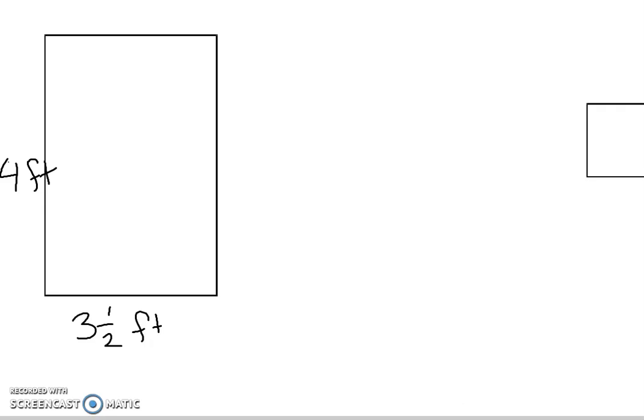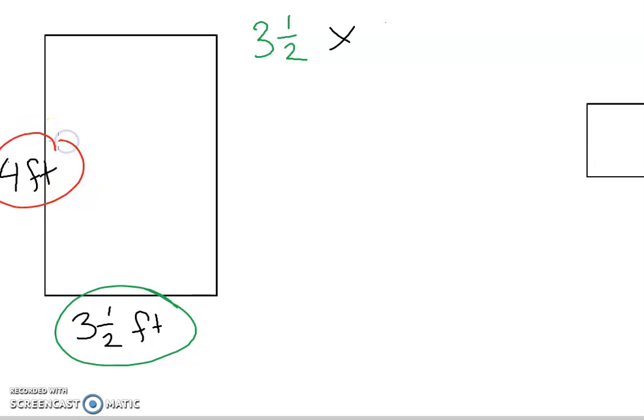All right, so on to the second row. We have a rectangle with dimensions of 4 feet and 3.5 feet. So again, my base is going to be that 3.5 feet, and my height is going to be 4.